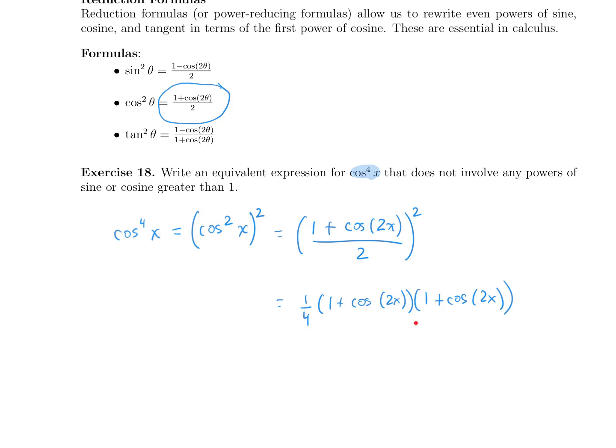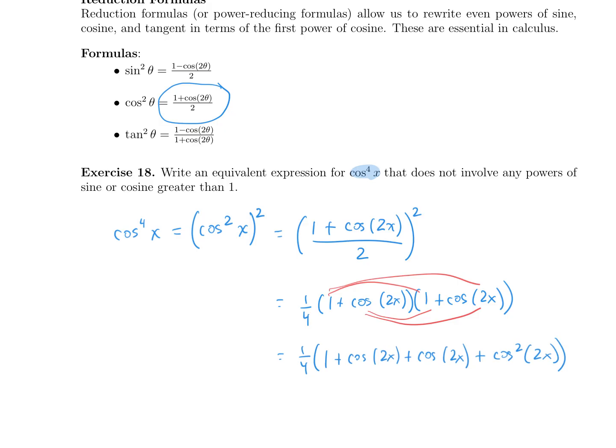I'm going to use the FOIL method again. And the denominator, since I squared it, became 4, so I'm just going to write it as a coefficient out in the front. So let's do the FOIL method first, outer, inner, last, and we will get 1/4 times 1 plus cosine 2x plus cosine 2x plus cosine squared of 2x.